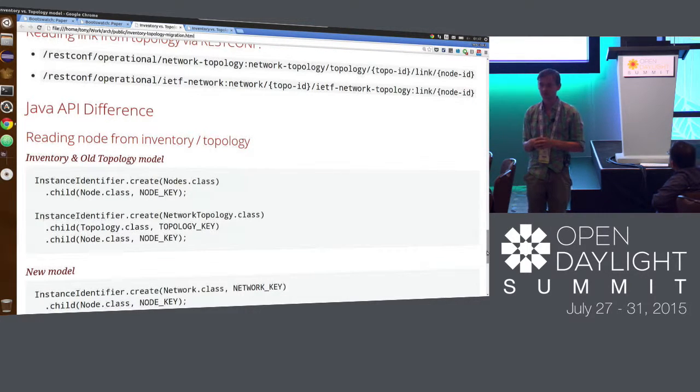So the new API will be available in Beryllium? Yes, not in the Lithium. In my mind, this was supposed to talk about the Beryllium topics with the projects which will be in the Beryllium release.